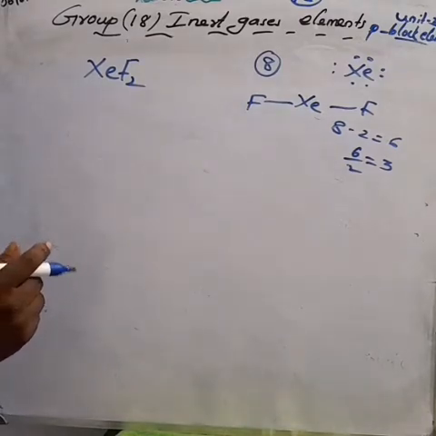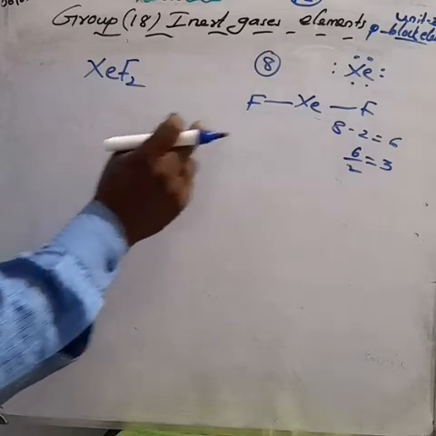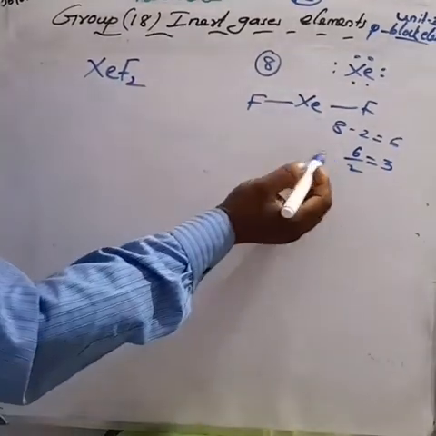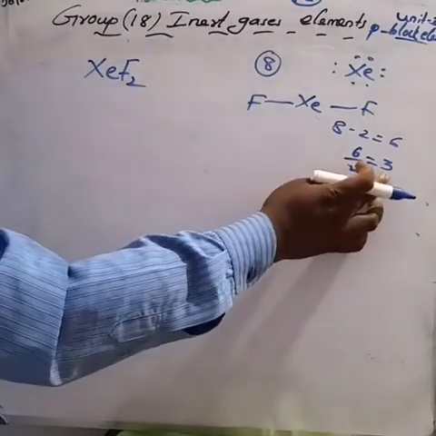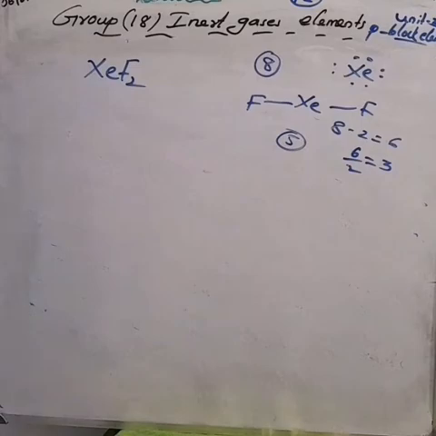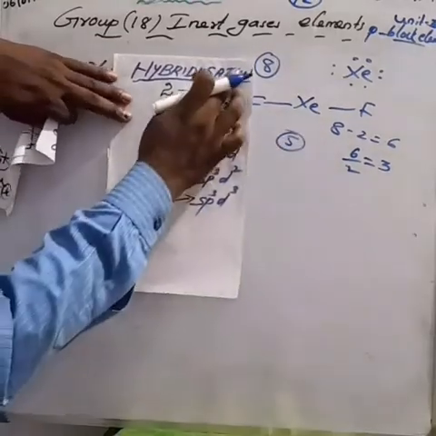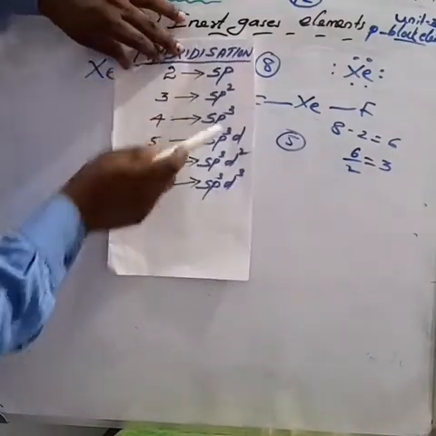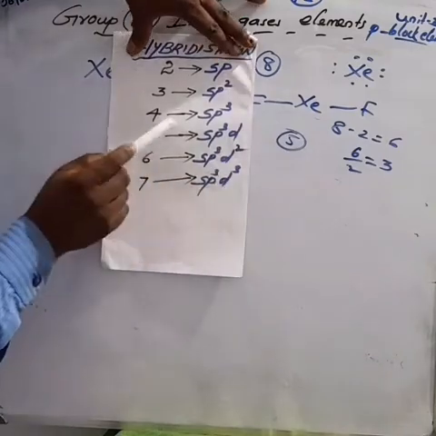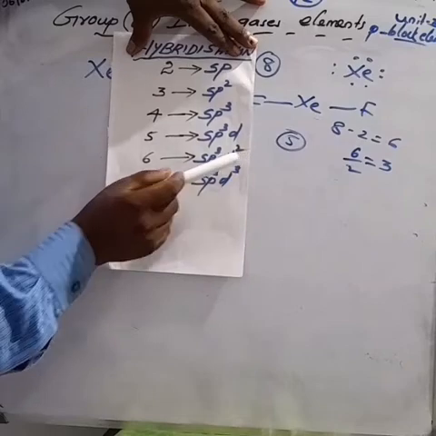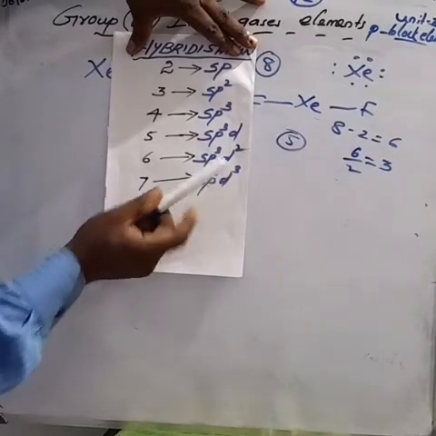So the bond pair is how much? Bond pair means 2 fluorine atoms, that is 2. The lone pair is 3. 2 plus 3 is equal to 5, am I right? Previously I told that the number 2 means sp, 3 means sp2, 4 means sp3, 5 means sp3d, 6 means sp3d2, 7 means sp3d3, am I right?